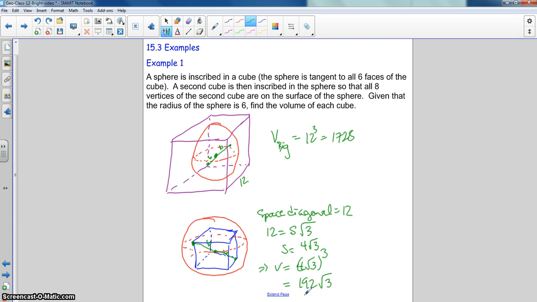So the idea with this problem is that I started out with a complex scenario: a cube, then a sphere inside of the cube, and then a cube inside the sphere. I broke it up into more manageable steps. I first considered the case where I just have a sphere inside of a cube and found the volume of the cube in that case. With that in mind, I then found the volume of the cube that was inside the sphere. Breaking it up into multiple pieces is sometimes a useful plan of attack in these problems.